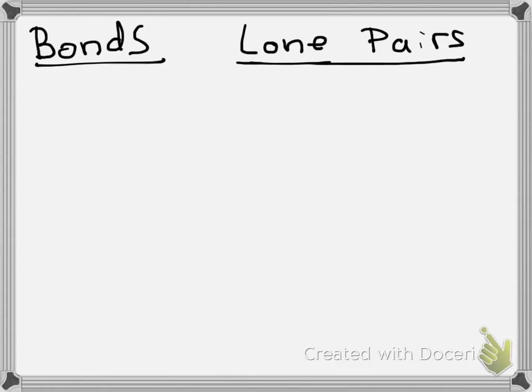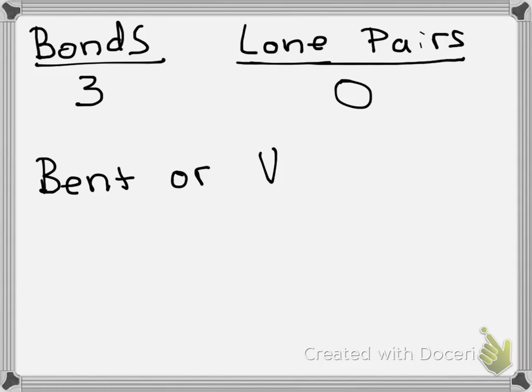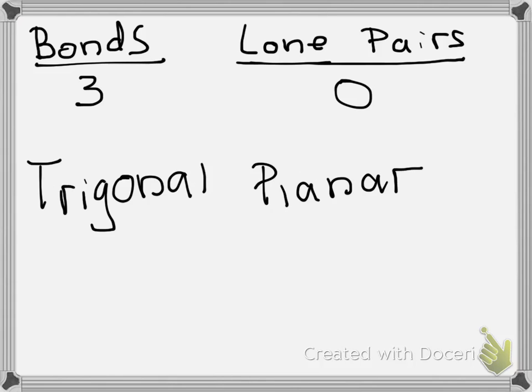So let's say we have something with 3 bonds and 0 lone pairs, then that means the geometry of the atom is going to be bent or V-shaped, whatever you prefer. Actually, no, scratch that. Sorry about that. It is actually trigonal planar.